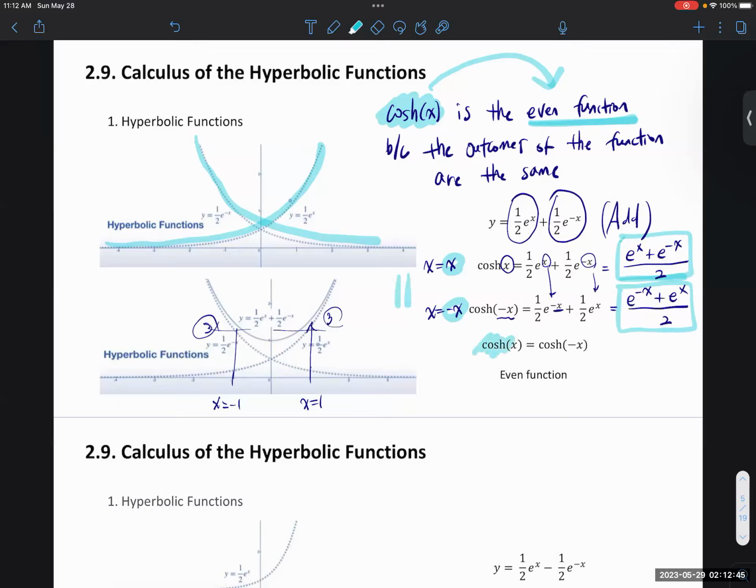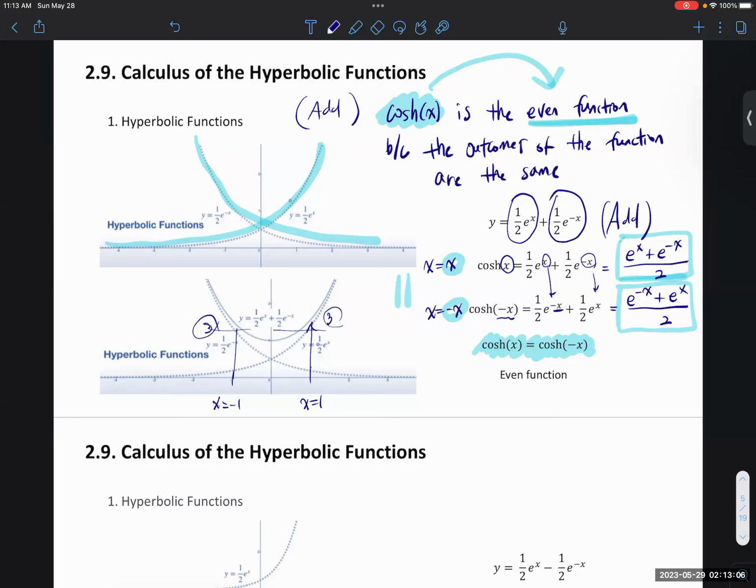Okay, so this is the characteristic of the cosh function. Remember that it is adding. It is an even function because you're adding them. Okay, so that's the cosh function characteristic. And I want to look at the subtract case. What other characteristic are you going to find out? So let's take a look at that.